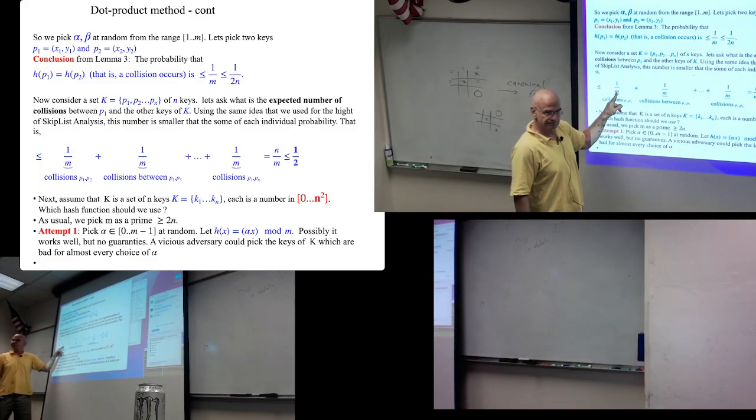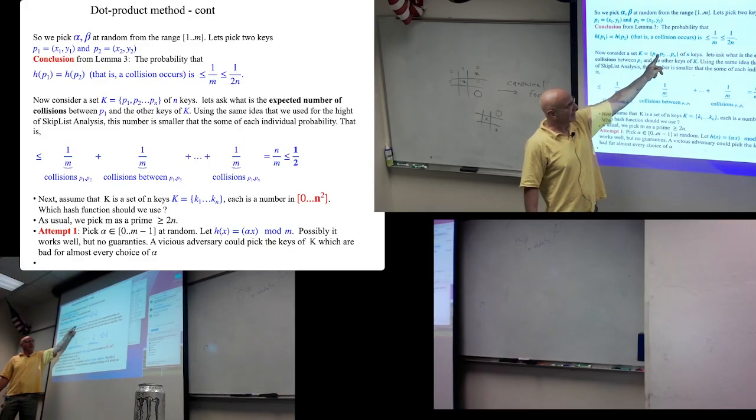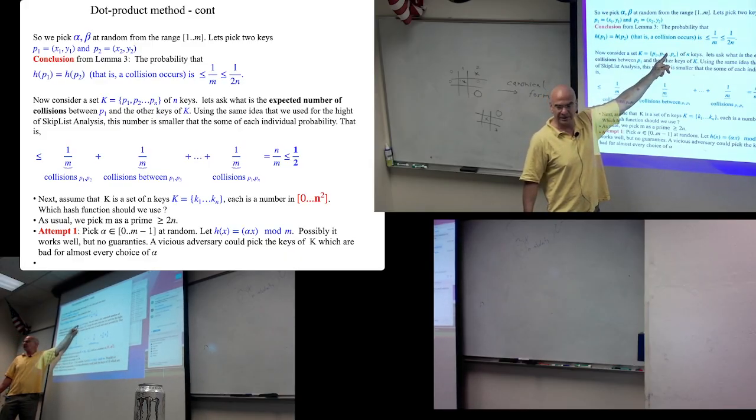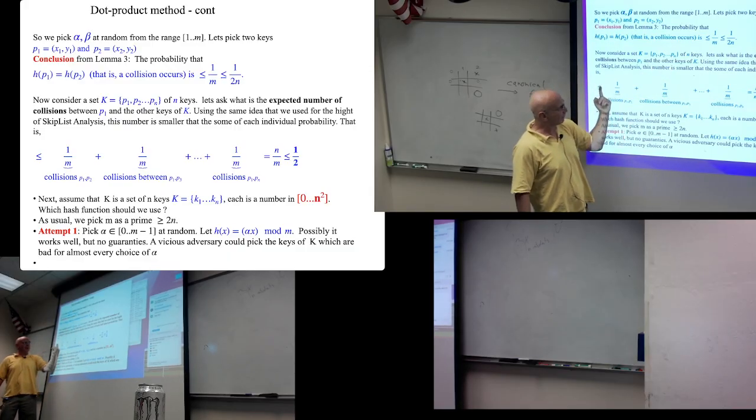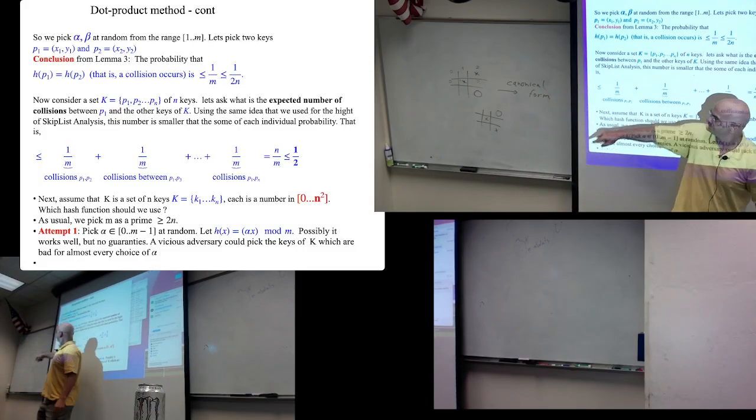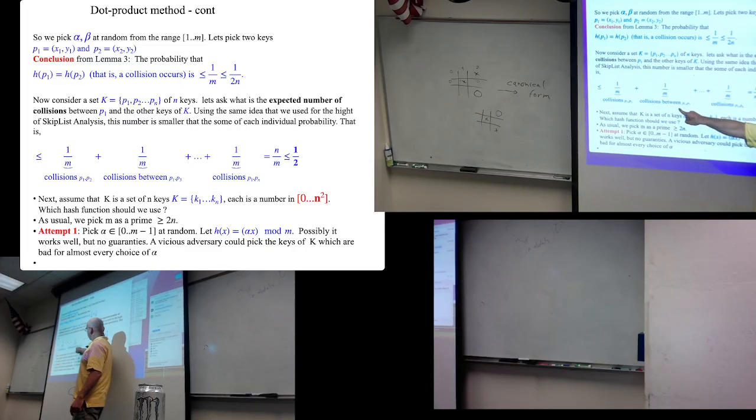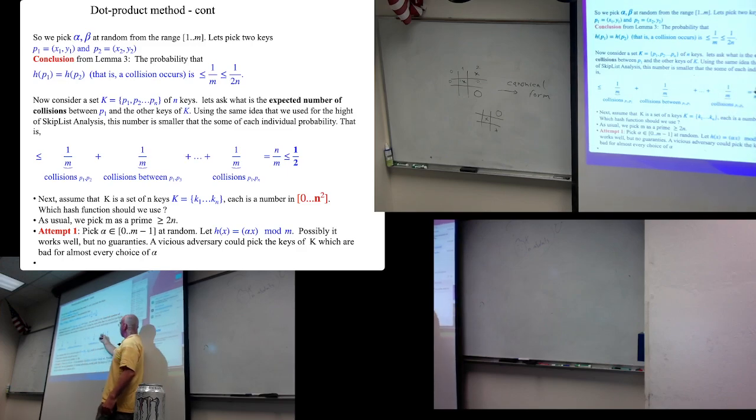What happens if instead of one key P2, I have n minus 1 other keys, P2, P3, P4? What is the probability that P1 collides with any of them? It is less or equal than the sum of collisions: probability 1 over m for collision between P1 and P2, 1 over m for P1 and P3, and so on. That's the probability that P1 collides with any other key. And the answer is that it's n over m.